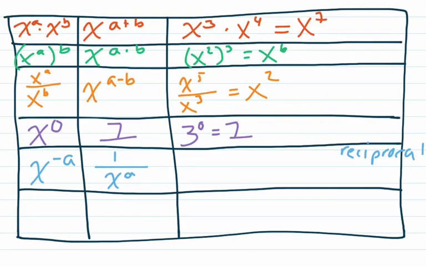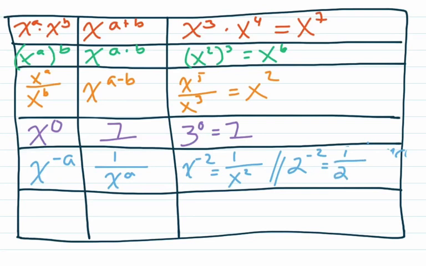So clicking back over here, we'll put a couple of examples in here. We'll do x to the negative 2 is equal to 1 over x squared. I also have 2 to the negative 2 is equal to 1 over 2 squared. Let me clean this up a little bit. I'm trying not to erase the word reciprocal there, but I just don't have space. 2 to the negative 2, which a lot of people would say is negative 4, but it's not. It means 1 over 2 squared, which would be 1/4. So it means the reciprocal of it.